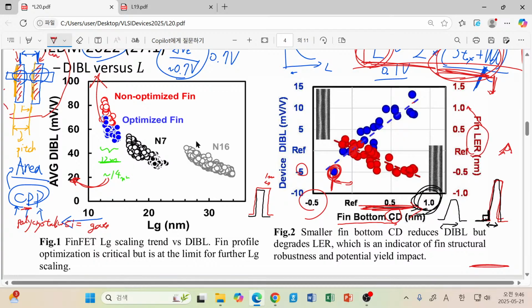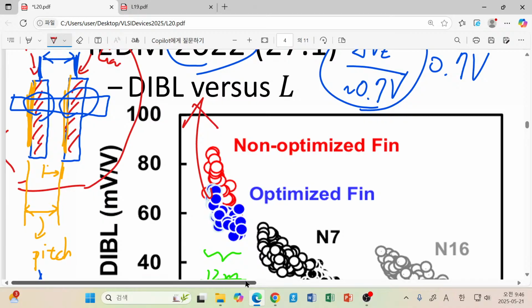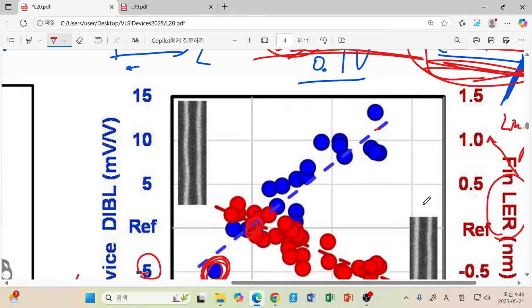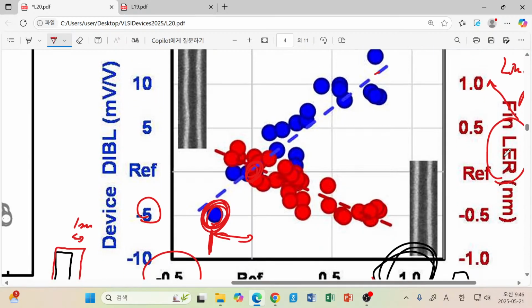So in this case, line edge roughness. Now, since the structure is so thin, we cannot fabricate a flat line. So let me just show it to you. Magnify, and yes, you can see it more clearly. Here we have two different images. One for a very thin structure, and one with a relatively thicker structure.